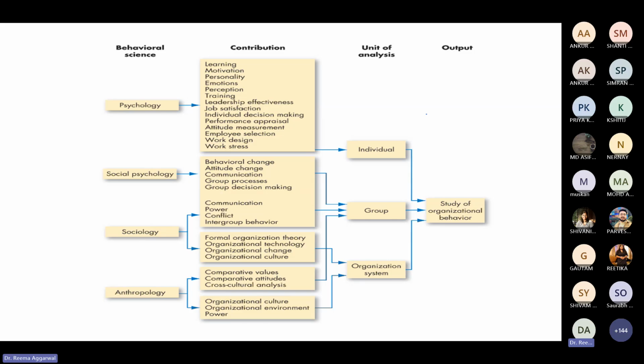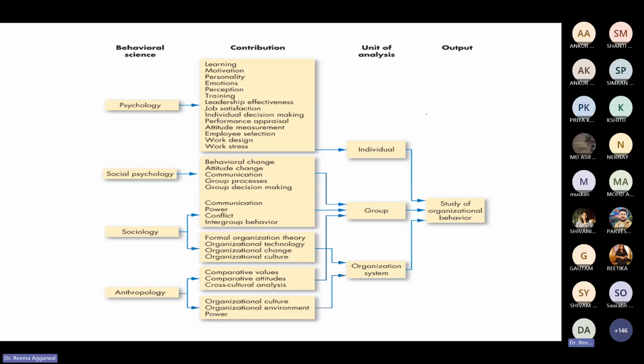Then from the domain of social psychology, we borrowed concepts like group process, group decision making, attitude change, right? Then from the domain of sociology, we borrowed concepts like power, conflict, organizational change, organizational culture, etc. Then from the domain of anthropology, we borrowed concepts like organizational culture, organizational environment, right? Cross-cultural analysis. So anthropology basically is a study about culture.